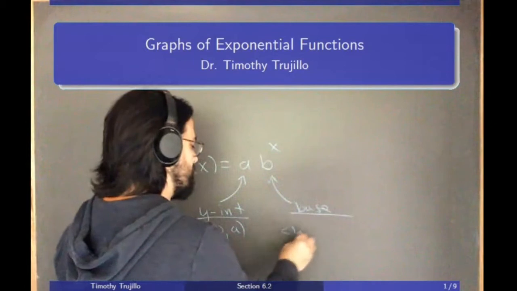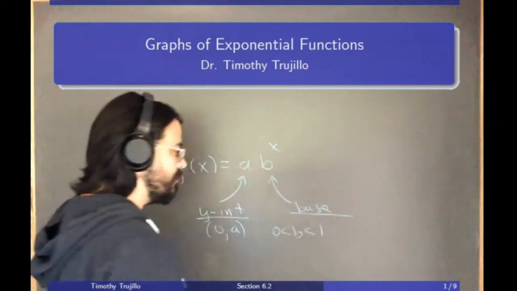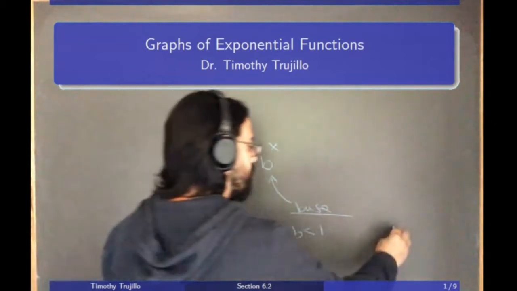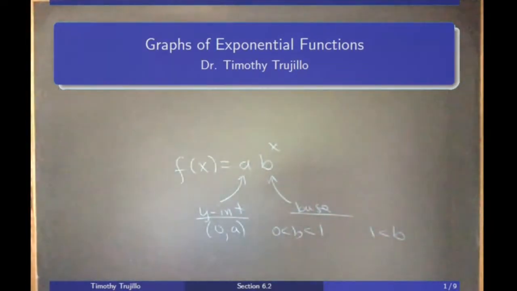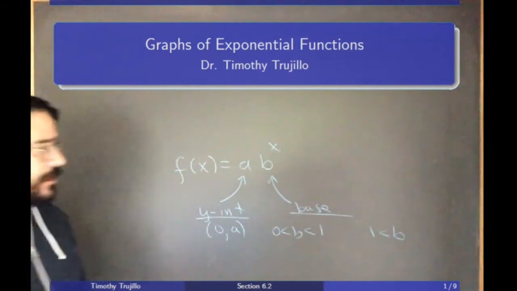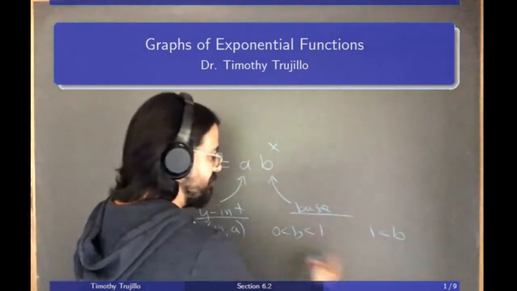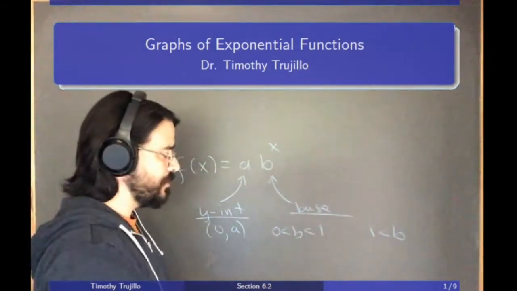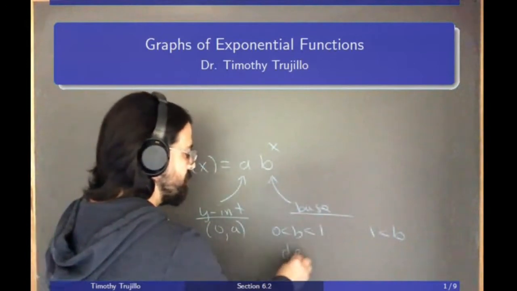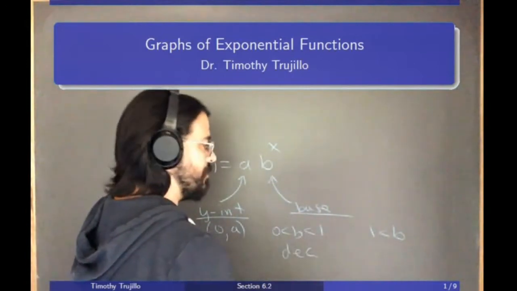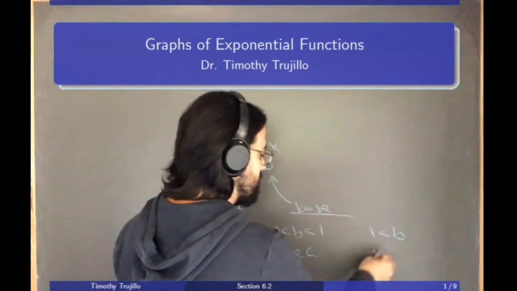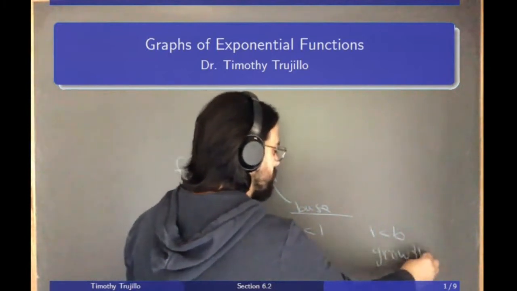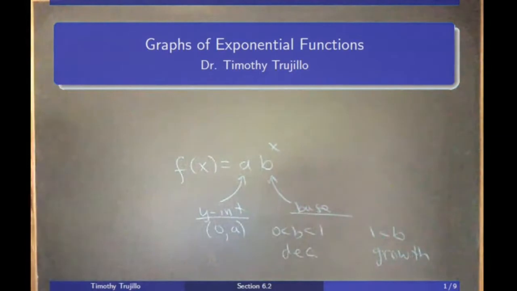We got two different possibilities. The base was either a number between 0 and 1, or the base was a number bigger than 1. It couldn't be equal to 1, because then it was just what we were calling a constant function. But the base had to be positive and in one of these two regions. This meant that the function was decreasing, or that there was exponential decrease, and this meant that there was exponential growth, or that the function was increasing.